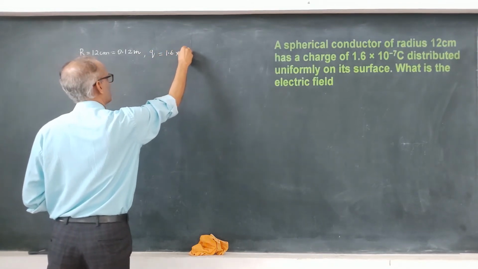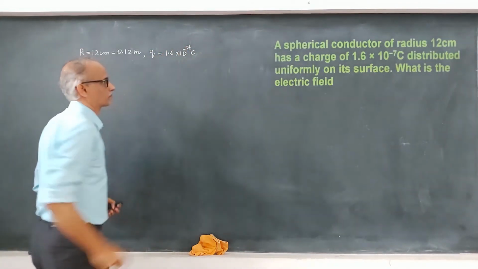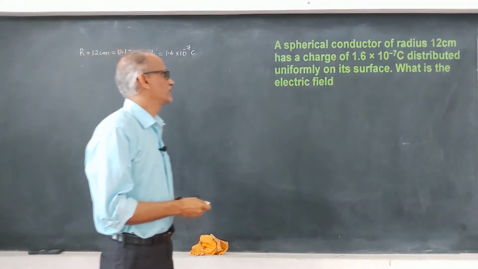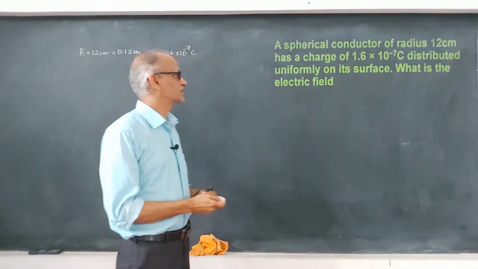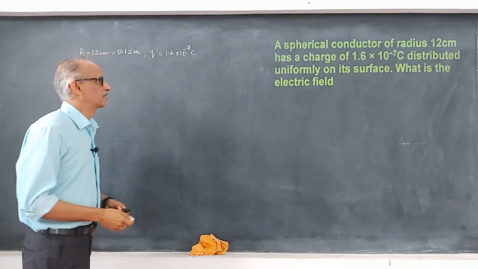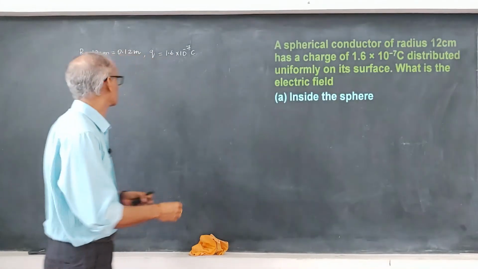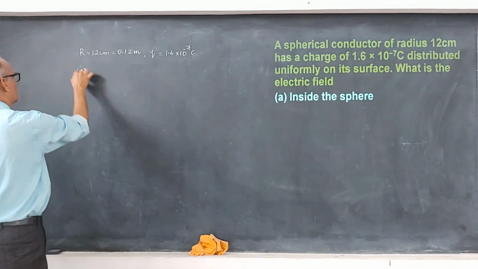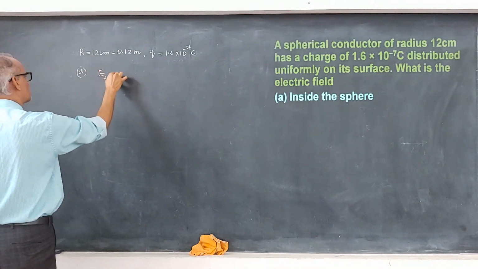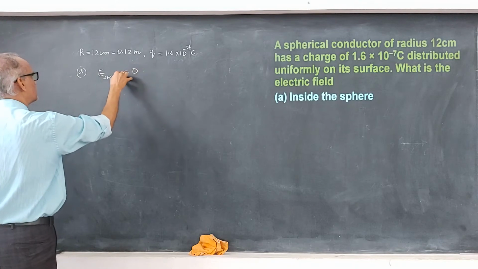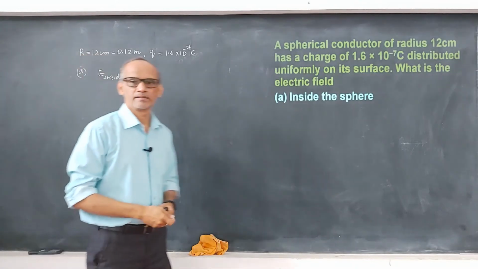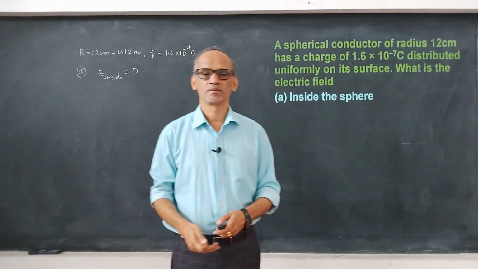1.6 into 10 to the power minus 7 coulomb, distributed uniformly on its surface, that is the total charge. What is the electric field? Option A, inside the sphere. So, option A, E inside the sphere, we know it, we do not need any data for that, because electric field anywhere inside is always 0.